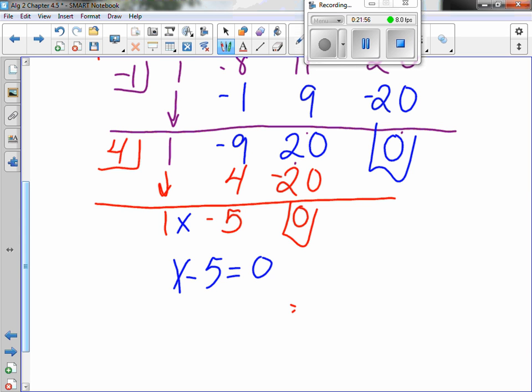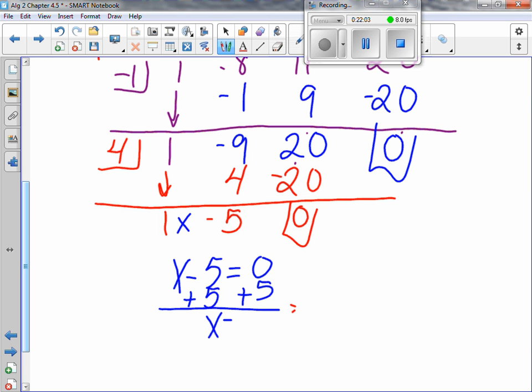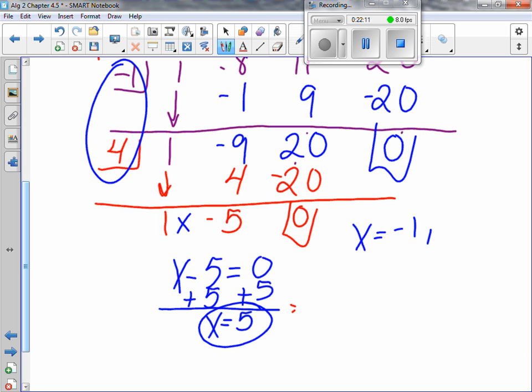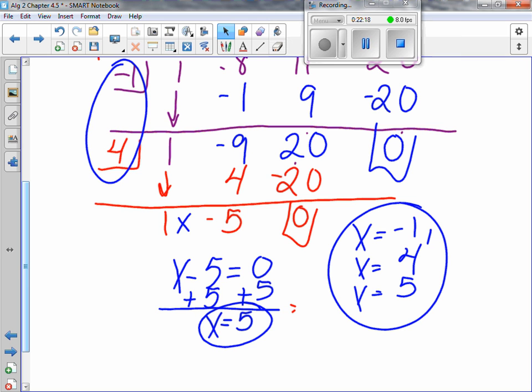Can we solve this here? How would we solve this? Add 5. So for us here, x is equal to negative 1, x is equal to 4, and x is equal to 5. Were those 3 listed in our possible rational zeros? Did the calculator also give them to us? Yes. The graphing calculator will give us any whole numbers.